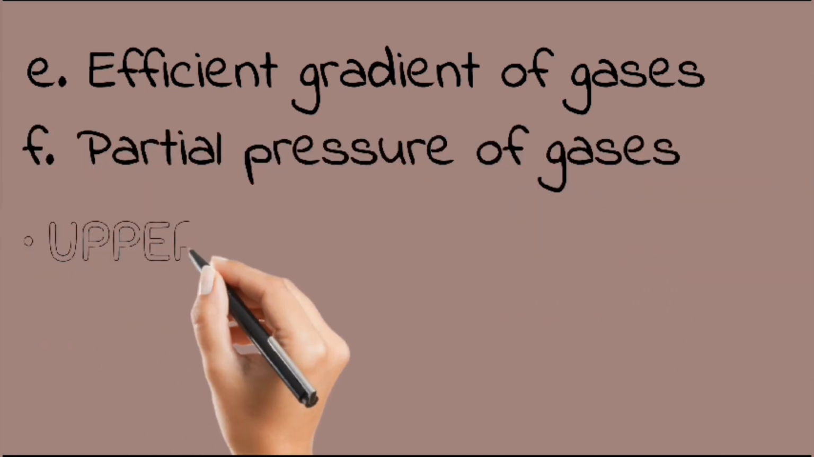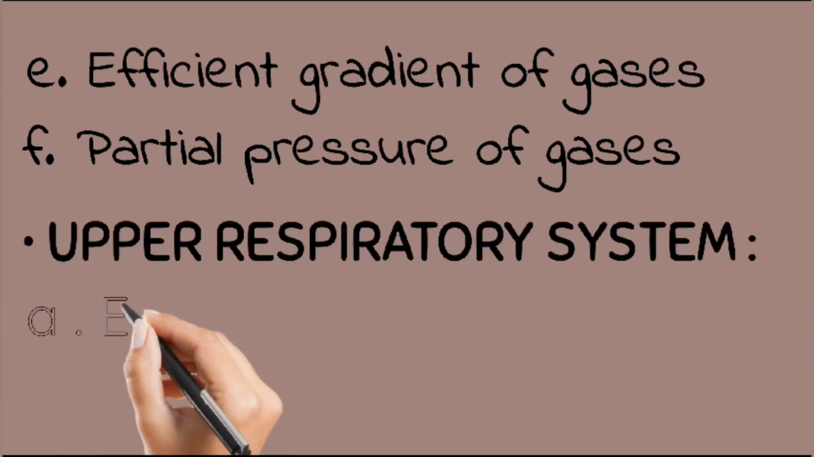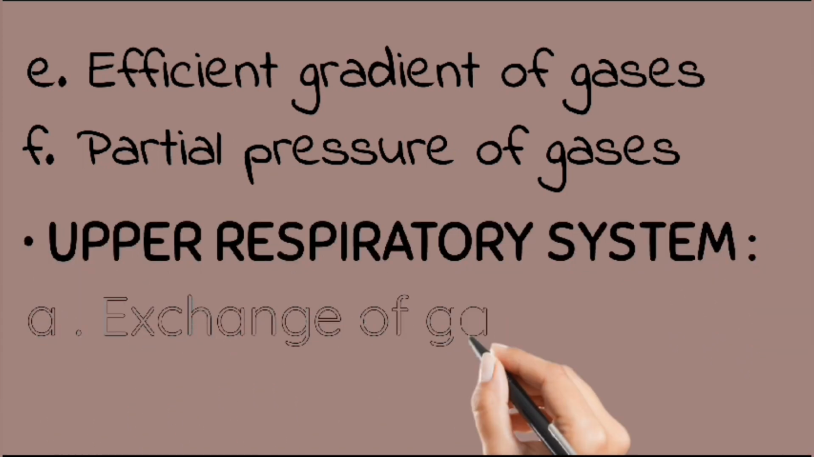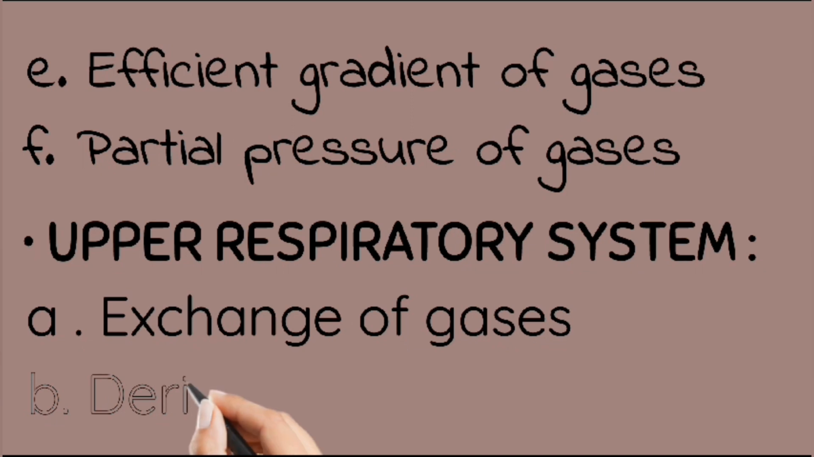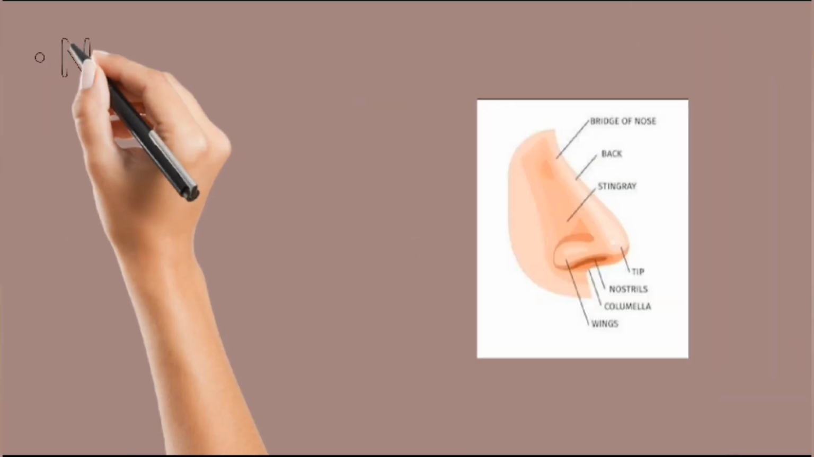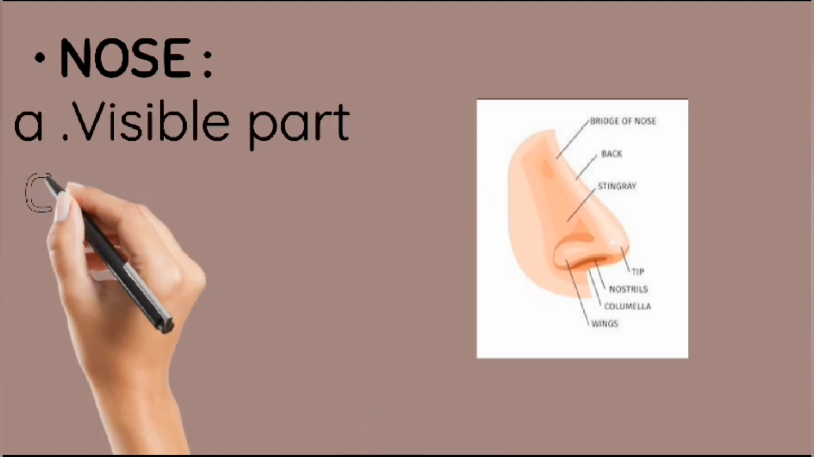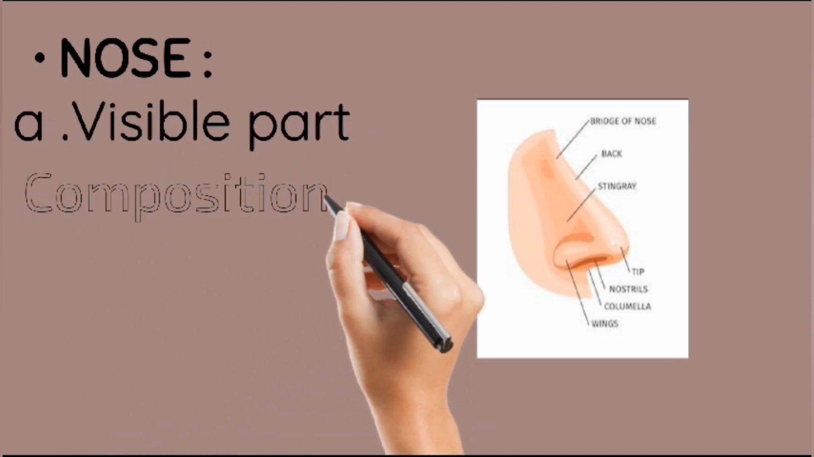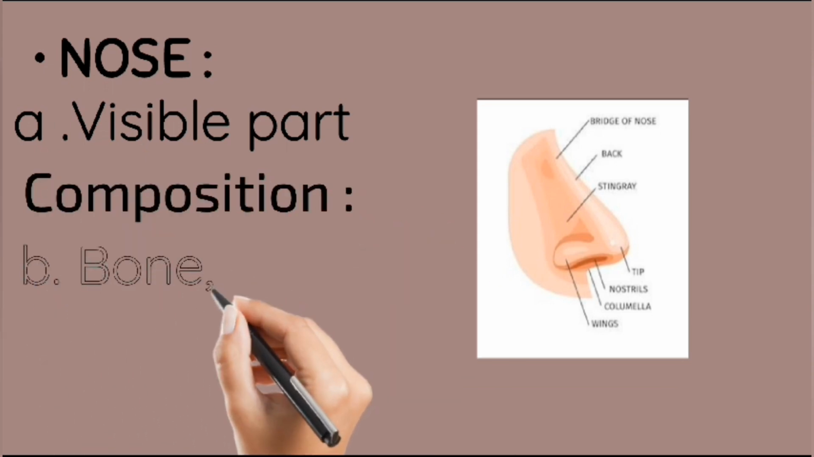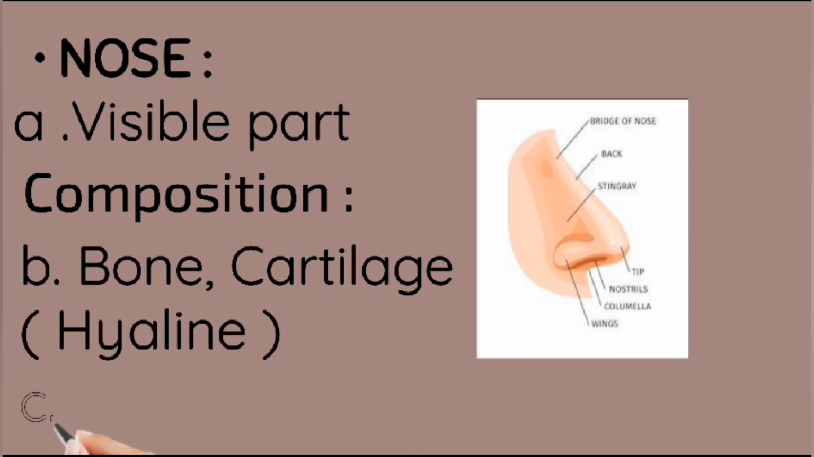Now we talk about two tracts, the upper respiratory tract and the lower respiratory tract. The upper respiratory tract includes the exchange of gases, and it is derived from the endoderm. The upper respiratory tract includes, first, the nose, which is a visible part of the body. It is composed of bone and hyaline cartilage, and it includes fatty tissues. As you can see in the diagram, you can see all the labelings by pausing the video.